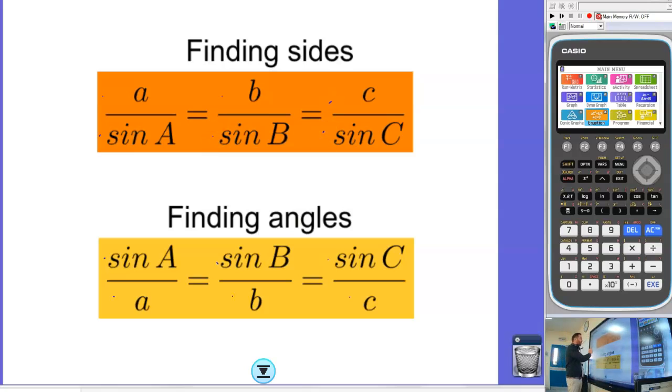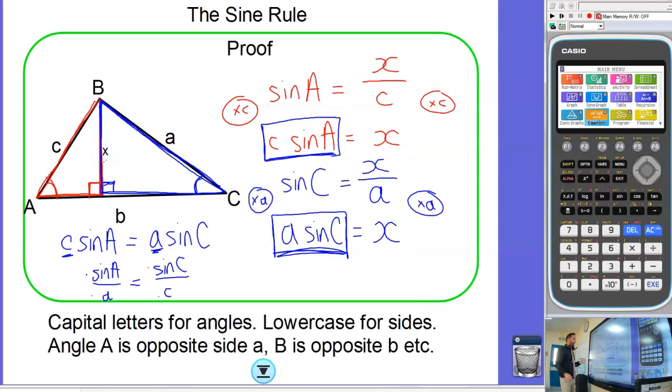Now, one of them is more useful or quicker for finding sides, and one of them is quicker for finding angles. But as long as you have any of these basic relationships, like a over sine A equals b over sine B, you can use that to solve all sorts of problems with triangles. Let's go back and think about what that means.